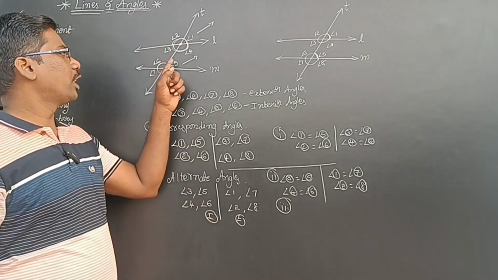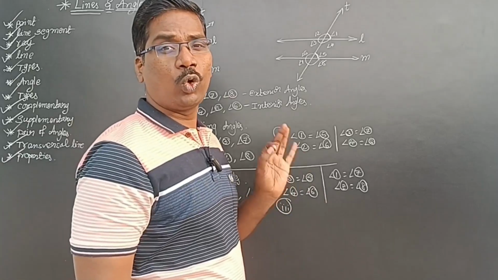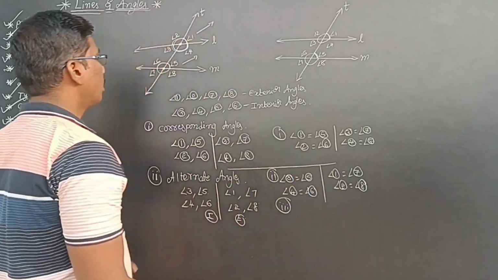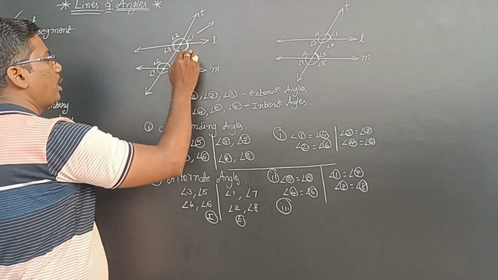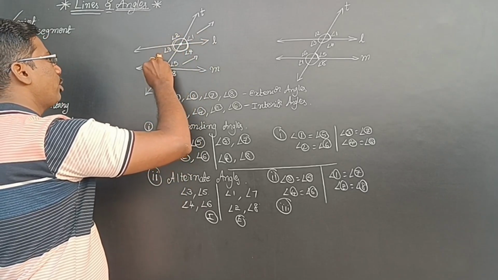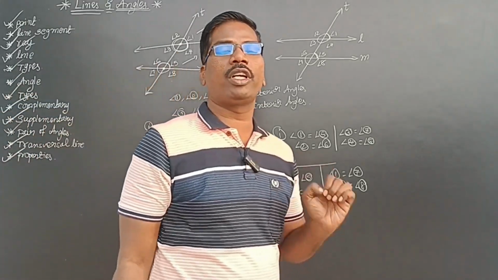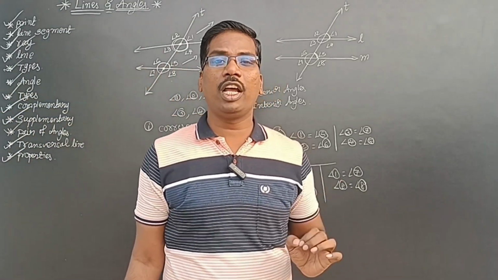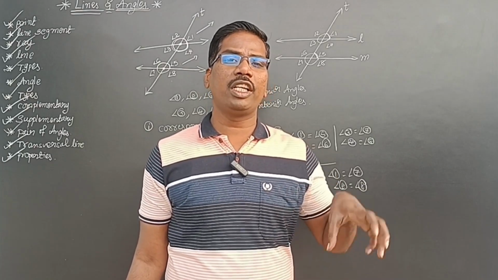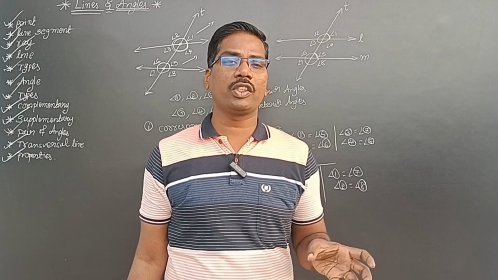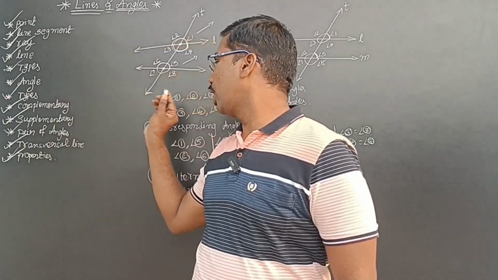Angles on the same side of the transversal are supplementary angles, or co-interior angles, we can say. See here, 4 and 5 are supplementary angles, 1 and 8 are supplementary angles, 3 and 6 are supplementary angles, 2 and 7 are supplementary angles. Angles on the same side of the transversal are supplementary, whether they are interior or exterior. So these are the properties of the transversal line.